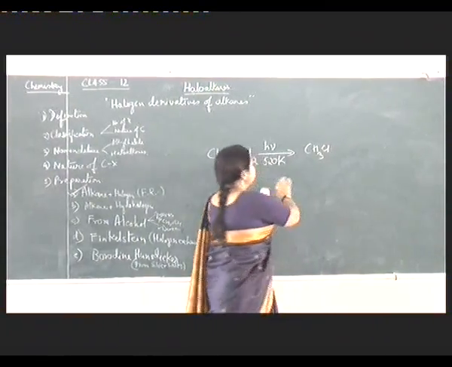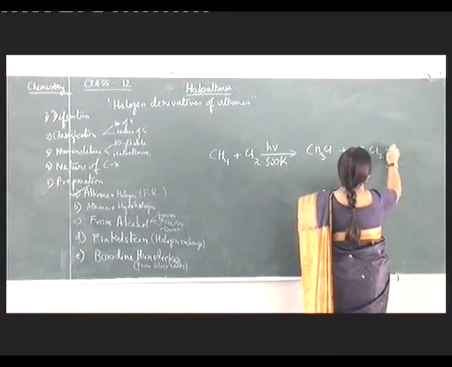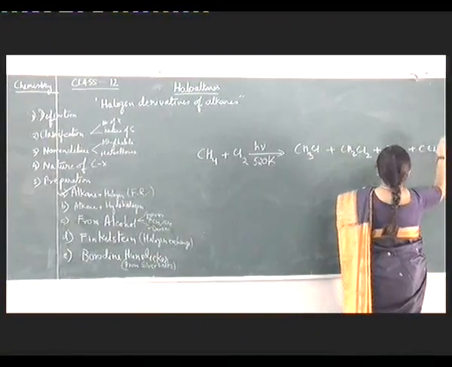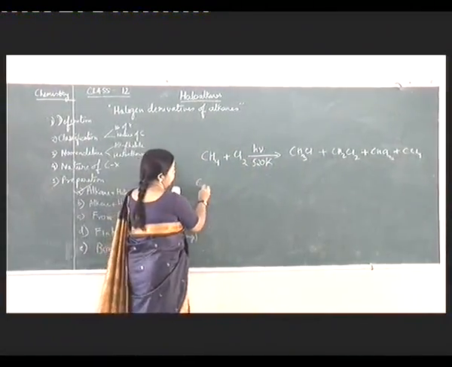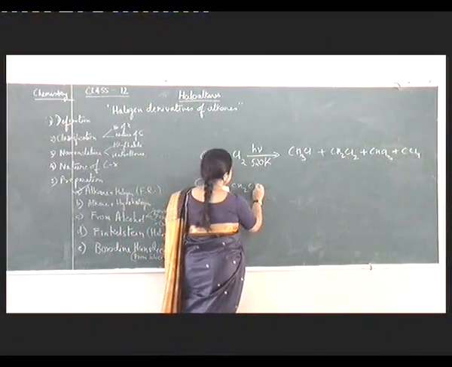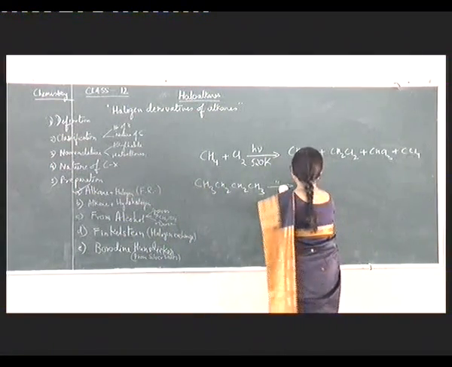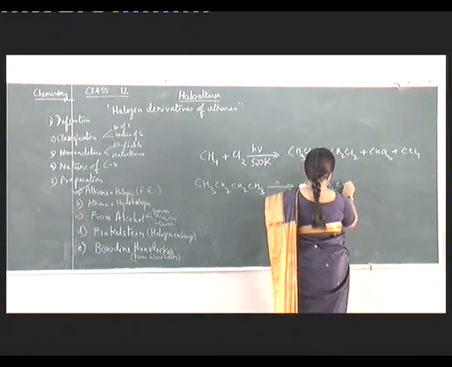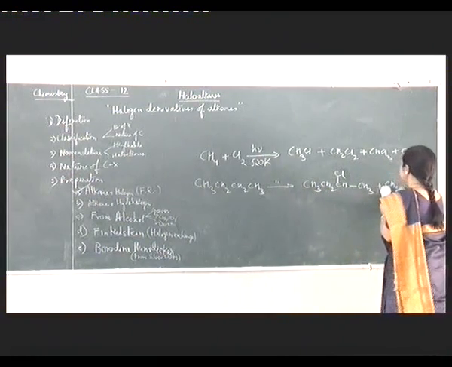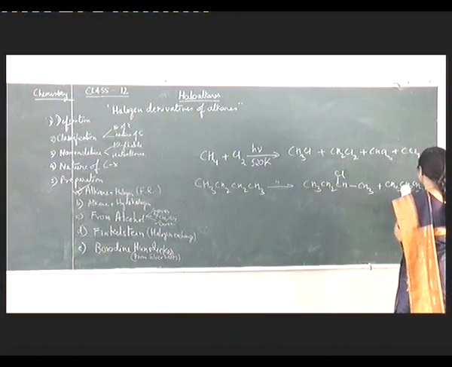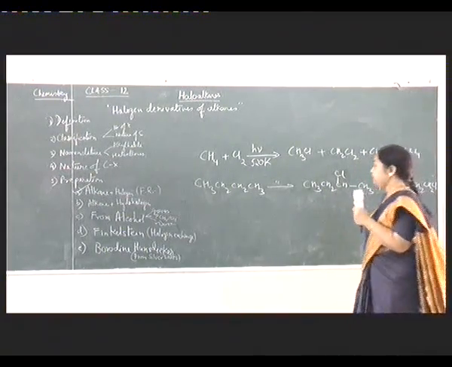Now the problem is that various types of substitutions take place. So it forms CH3Cl, CH2Cl2, CHCl3 and CCl4. So in this case four compounds are present, which are difficult to remove. In higher alkanes, for example CH3CH2, under the same conditions we get isomers, so various isomers are present, and it is very difficult to separate these isomers.